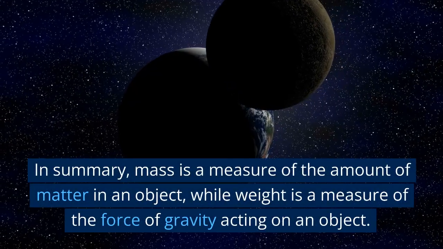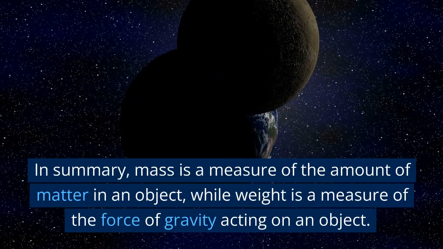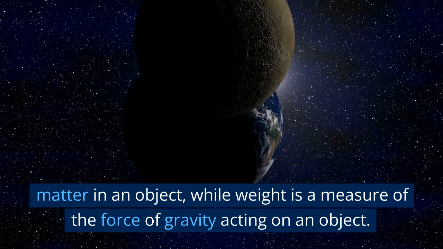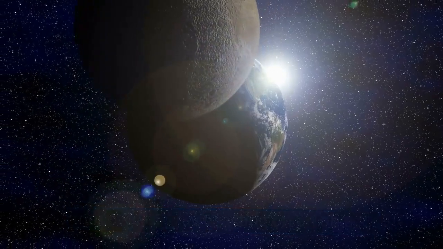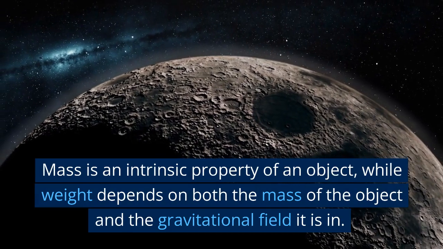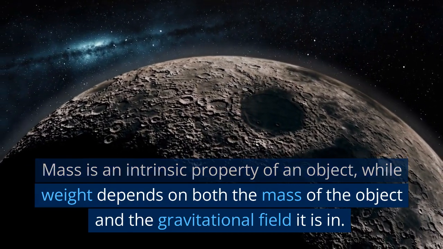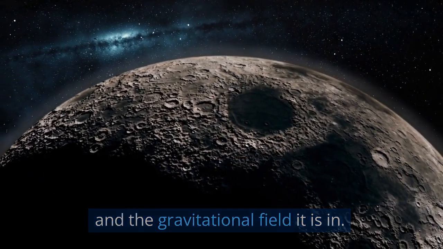In summary, mass is a measure of the amount of matter in an object, while weight is a measure of the force of gravity acting on an object. Mass is an intrinsic property of an object, while weight depends on both the mass of the object and the gravitational field it is in.